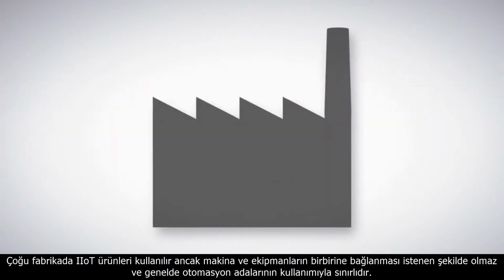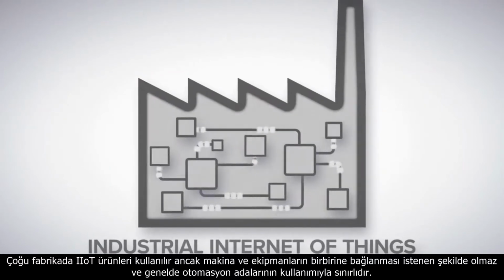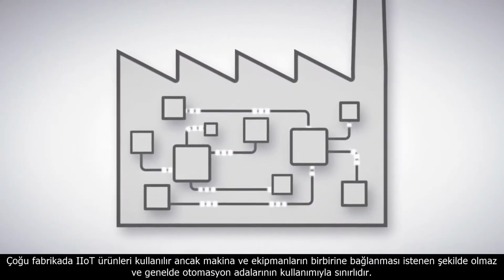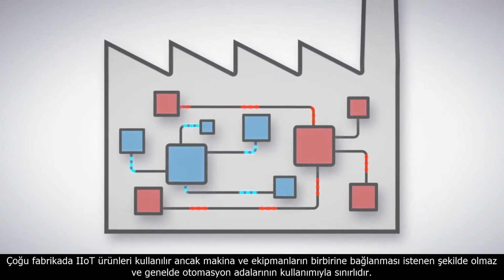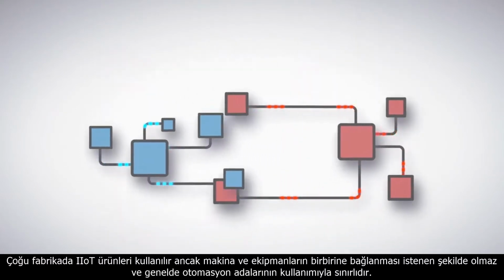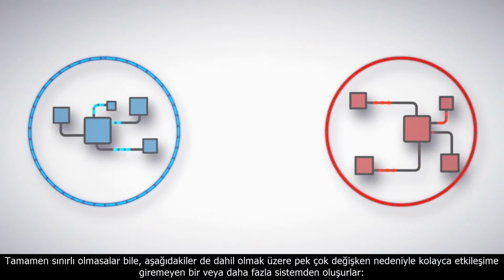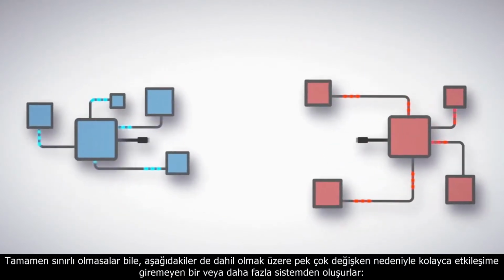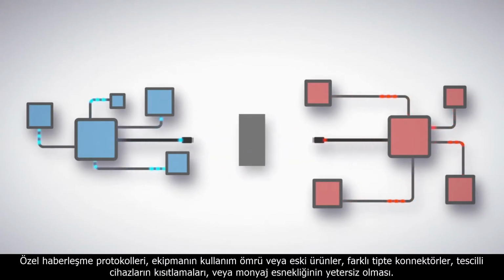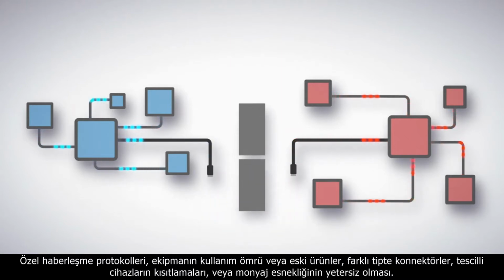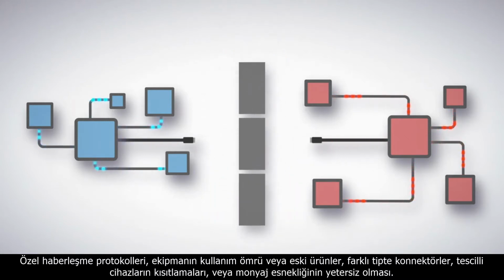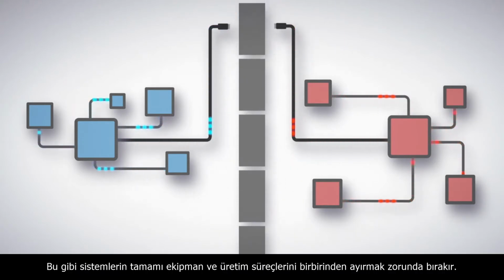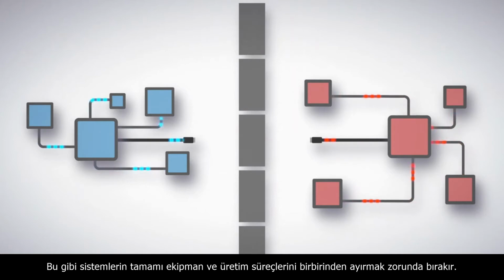Most factories today contain some elements of IIoT, but it's more than likely that the majority of your machines and equipment are not as interconnected as you'd like, and are instead isolated in little automation islands. And even if they're not entirely isolated, they are likely composed of one or more systems that can't easily interact due to a number of variables, including unique communication protocols, equipment age or legacy products, different types of connectors, proprietary device restrictions, or a lack of built-in flexibility, all of which can isolate equipment and processes from one another.